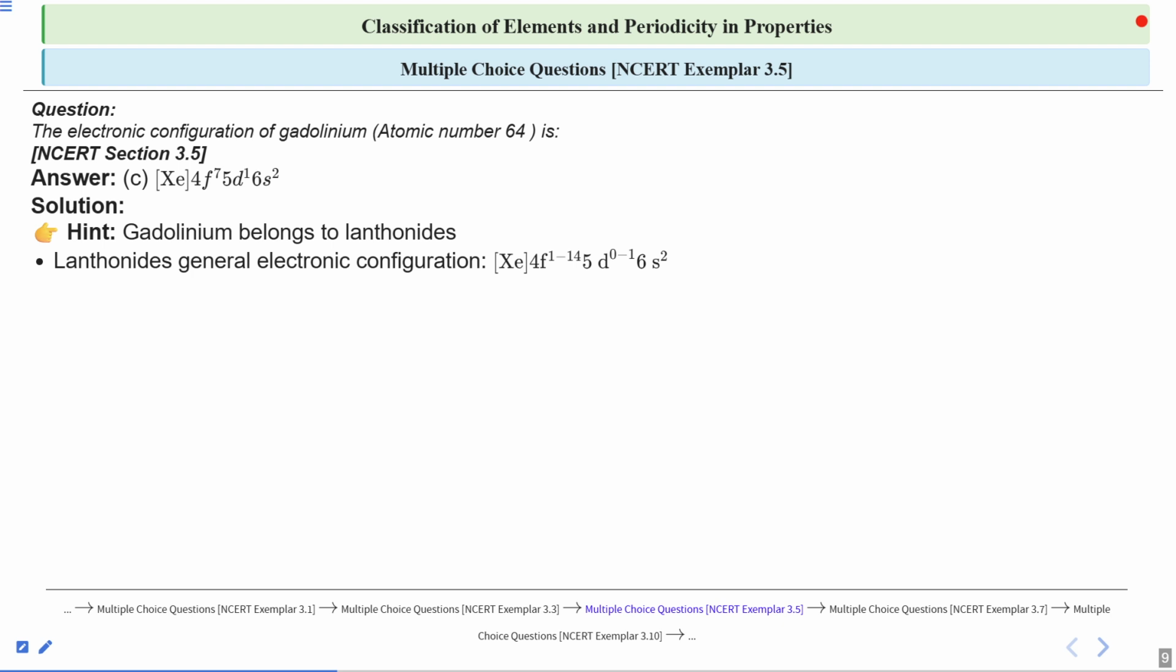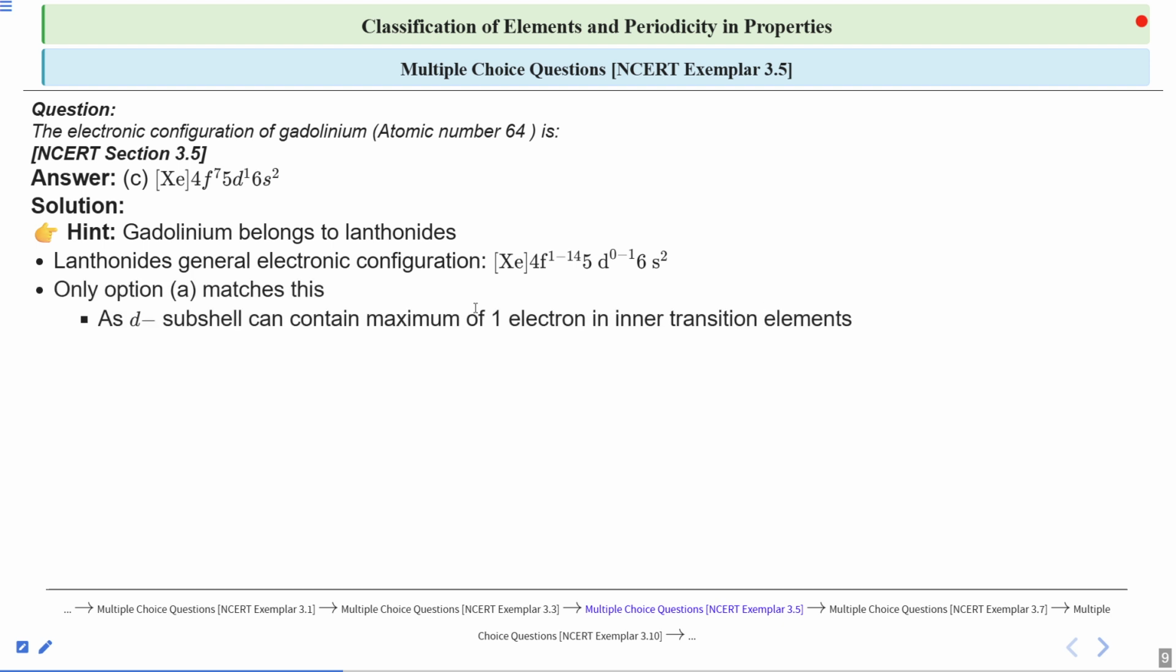Now, out of those 4 options, you will clearly see that only one option has d electrons less than 2, as according to the general electronic configuration of lanthanoids. Now, without writing the electronic configuration, you can easily predict the electronic configuration of gadolinium. So, the main key part behind this question was this general electronic configuration. See, it is d0-1. And there is only one option which satisfies this general electronic configuration.